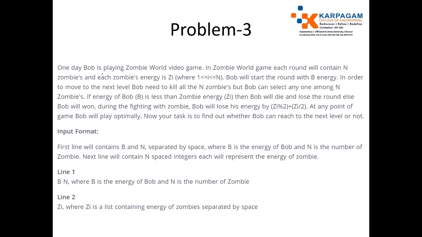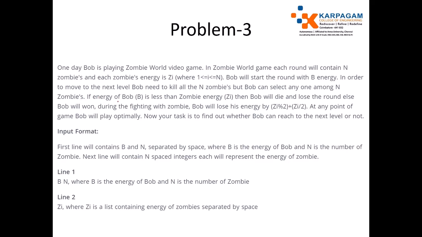One day Bob is playing the Zombie World video game. In the Zombie World game, each round will contain n zombies and each zombie's energy is z suffix i, where i is ranging from 1 to n. Bob will start the round with B energy. The energy value will be given as an input. In order to move to the next level, Bob needs to kill all the n zombies, but Bob can select any one among the n zombies.